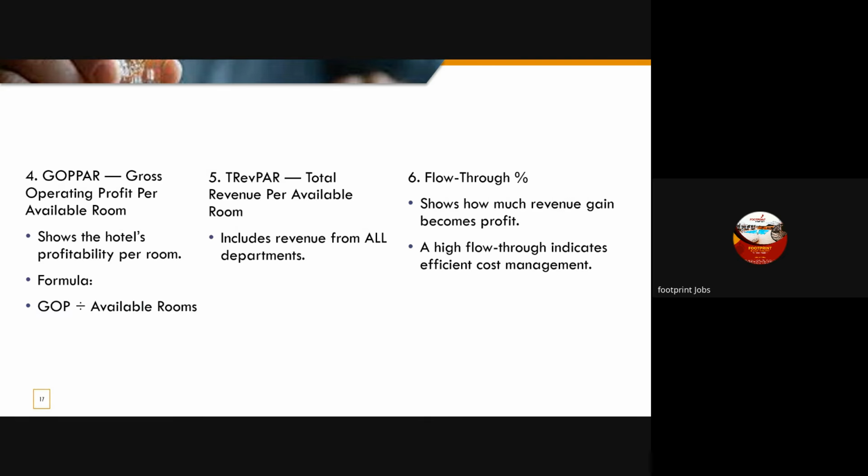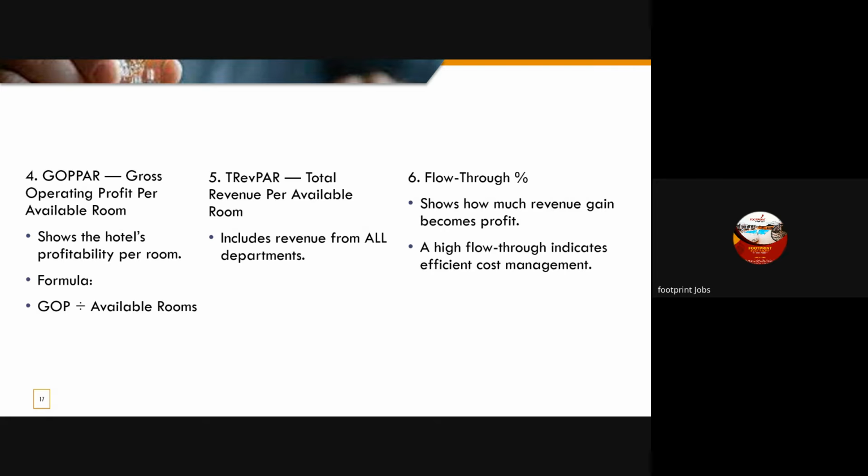Now, number 5, TREVPAR, total revenue per available room. This includes revenue from all the departments. TREVPAR, total revenue per available room. Now, like I said, it includes revenue from all departments.